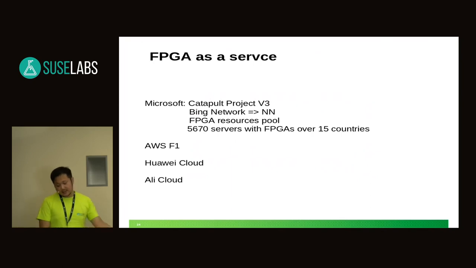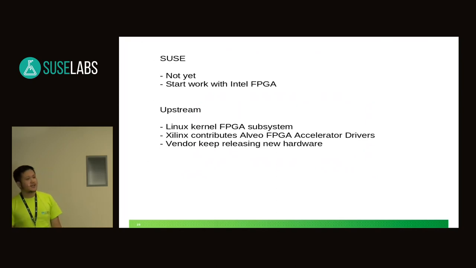And like AWS, they already provide this service. It's called F1 Instance. Huawei, like some Chinese companies there, also provide this. It's like the normal public cloud there. You apply for your VM, and it will come as a VM with this hardware already there. And you just program whatever you want.